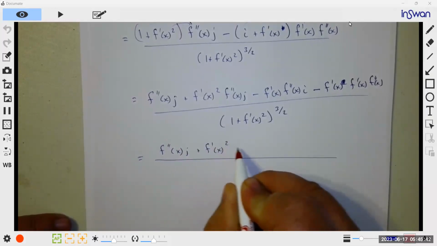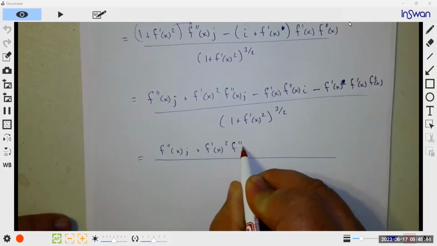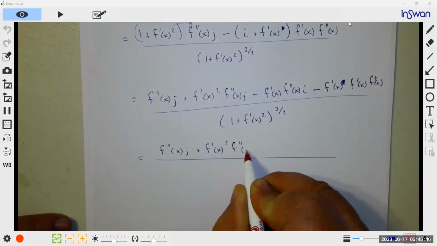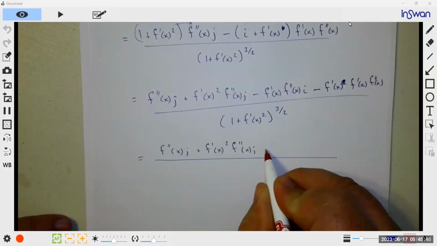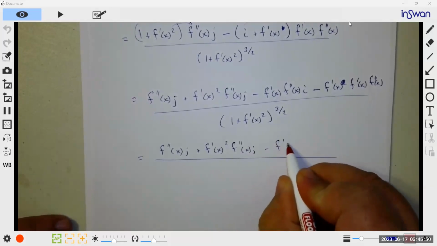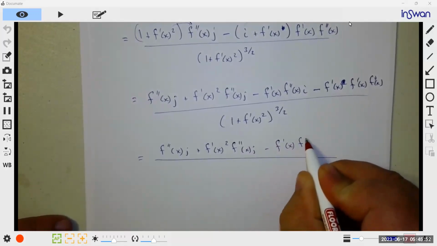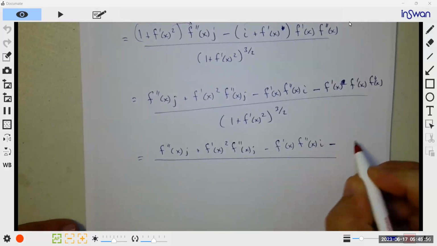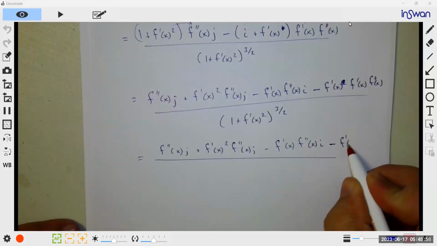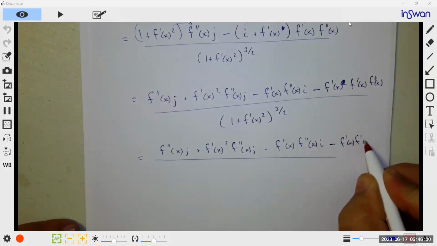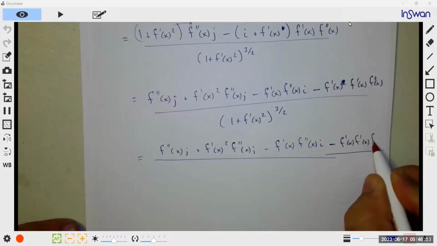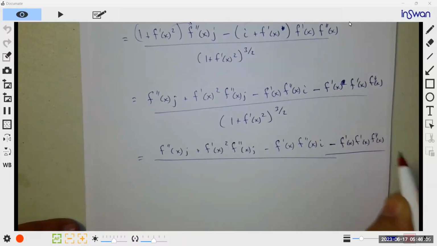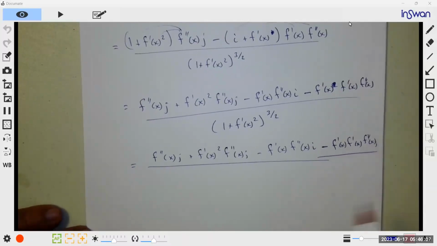X squared f double prime of x j, minus f prime of x f double prime of x i, minus f prime of x f prime of x f double prime of x j.